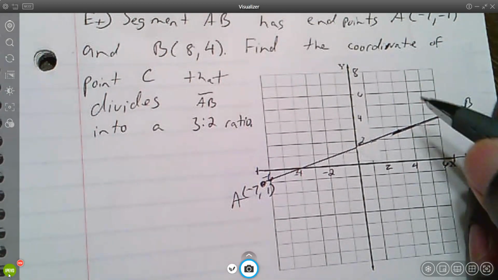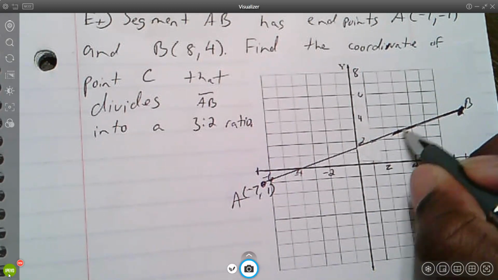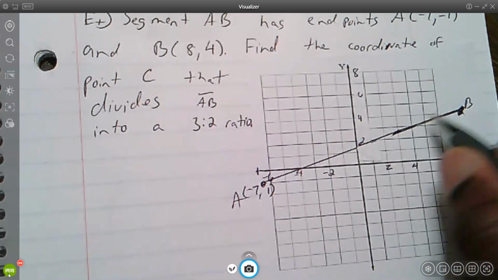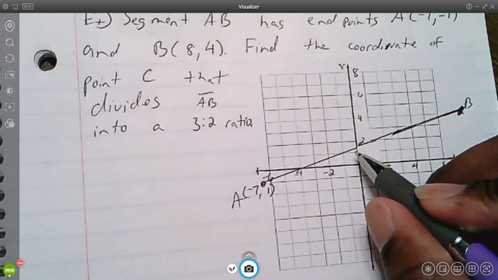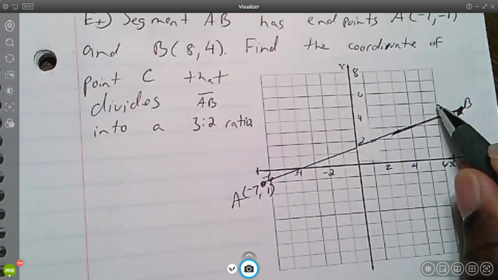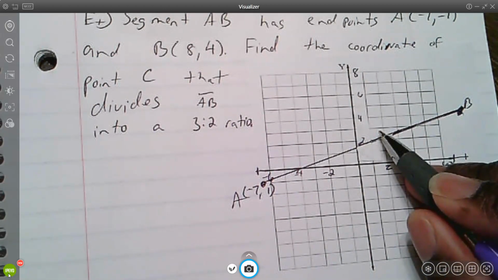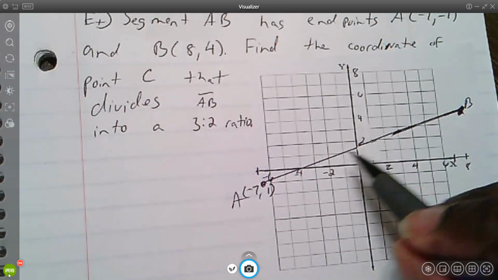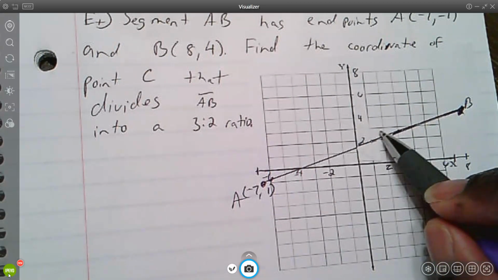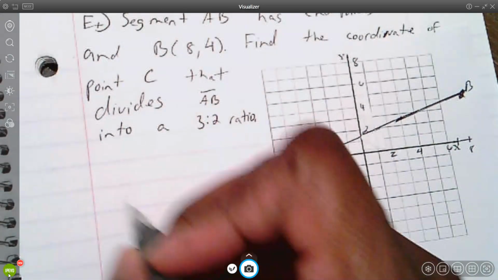We want to find a point C to divide this up into a ratio of 3 to 2, as in one part being 3 times something, and the other part being twice that length. As in, if you divide this into 5 pieces, this part gets 3 of those pieces, and that part gets 2. So it might be best to think about that as a straight line.